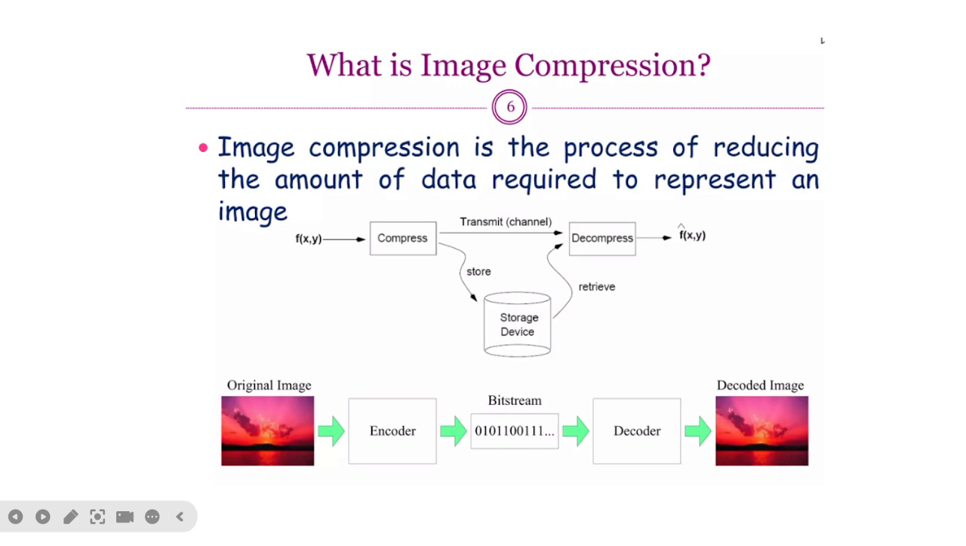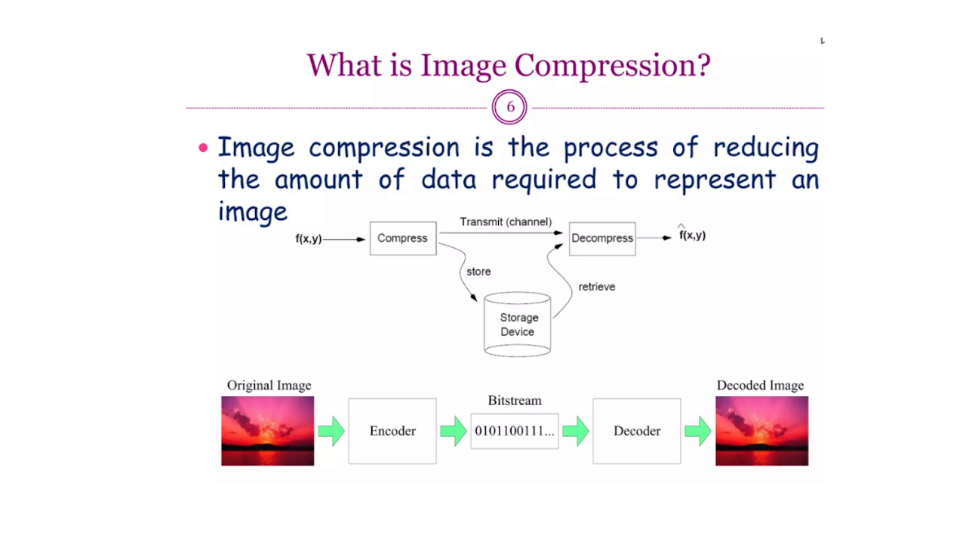So you have an image. You have to compress it and store it, and it is transmitted through the channel, and at the receiver device it should be decompressed and we get an estimated image. Here we are sending an input image f of x comma y, but the output image is an estimate, f hat of x comma y. So it is not always the same as the input image. When compression is done, some of the fine details will definitely be missing, so that is only an estimated image.